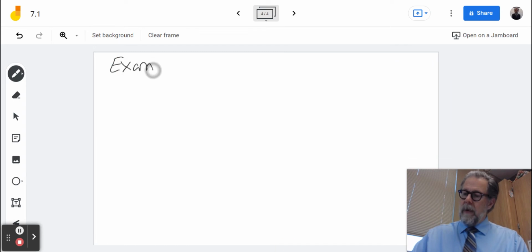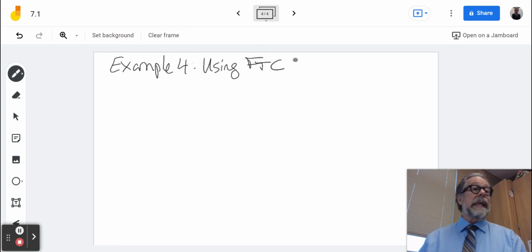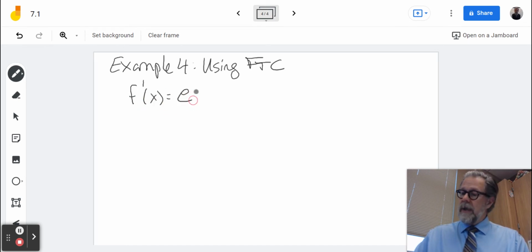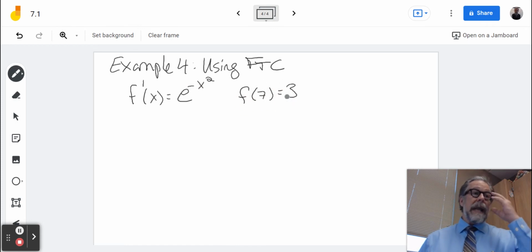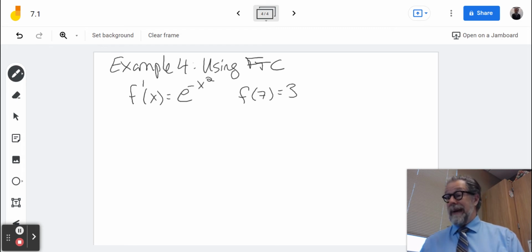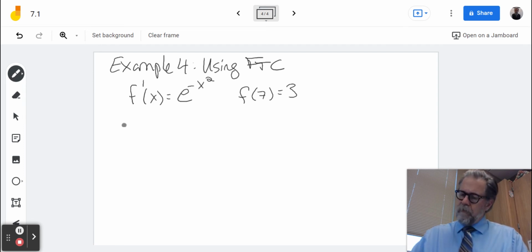And the example we will do will be using the fundamental theorem of calculus. I am given a derivative, which is e to the negative x squared, and I am told that f of 7 is equal to 3. Now, it turns out we don't have an antiderivative for e to the negative x squared. We have no idea. There's no way to know. It's unknowable. Nobody knows.